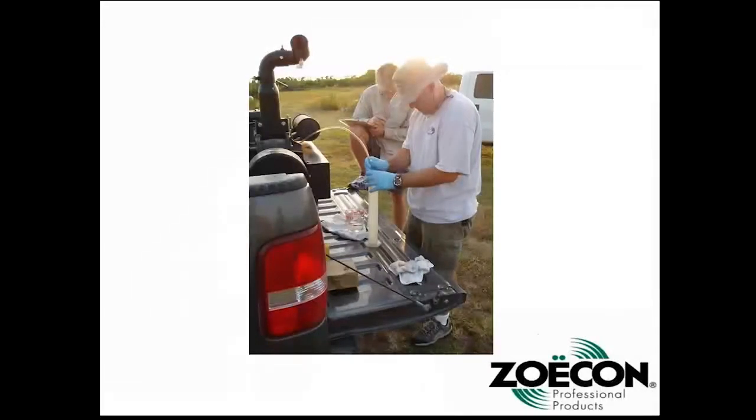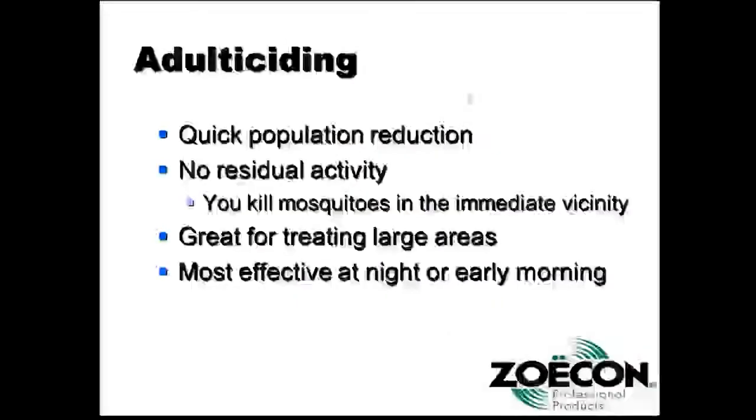We found with mosquitoes between 20 to 30 micron drops when you're trying to directly apply it to them is what it takes to get it to stick to them. Quick population reduction, and really the bottom line with adult deciding like this, using thermal or cold fogging technology, you're killing mosquitoes that are in the immediate vicinity, ones that are active, they're on the wing. Great for treating large areas, but you have to have good timing.